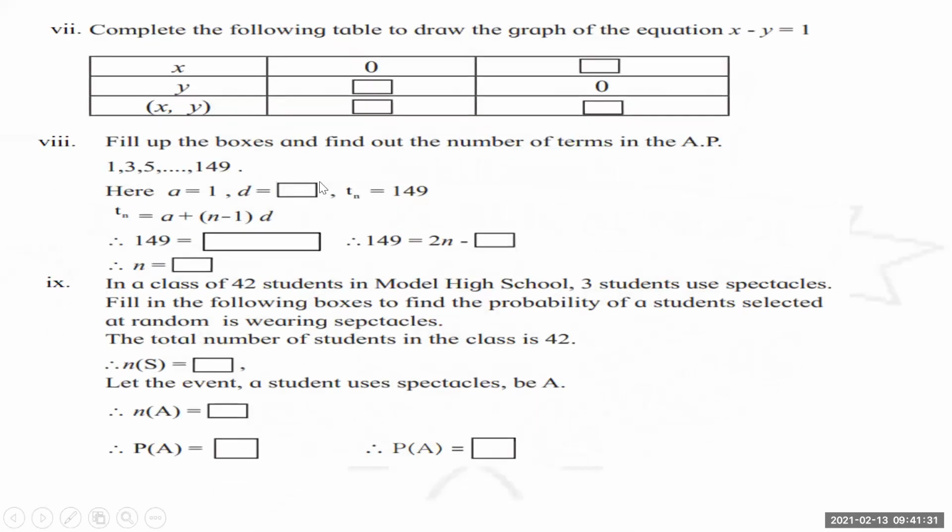Now check. Complete the following table to draw the graph of the equation x minus y equals 1. You have to do it for x minus y equals 1. The table is given to you. In the first case, the value of x is 0. So once the value of x is 0, minus y will go to the other side, so it becomes plus. Or say you multiply both sides with minus 1, so y becomes positive. Sorry, y is minus 1. So here x comma y would be 0 comma minus 1.